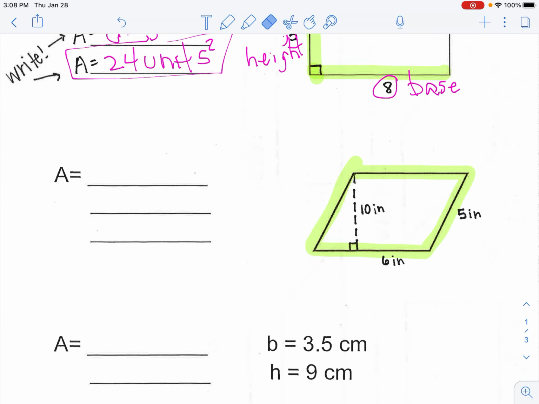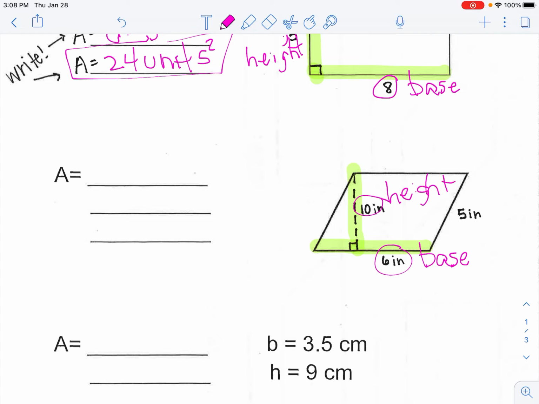Okay, so we're going to take a careful look at our parallelogram. The base is the number on the bottom. The height is the perpendicular dotted line that goes through the parallelogram, and it connects the two bases together. So 6 inches is our base, and 10 inches is the height.